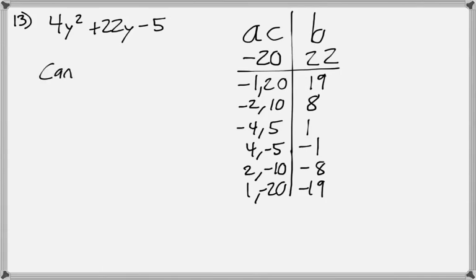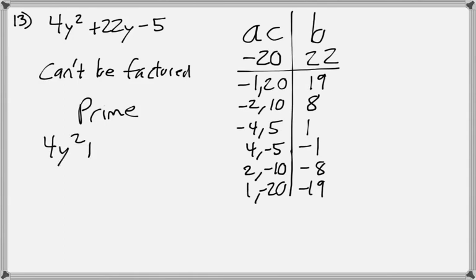So this can't be factored. So sometimes we write prime, sometimes we just write the original question. It's not a no solution, it's just it can't be factored. So the original problem, the original trinomial, is just your answer because it can't be factored.